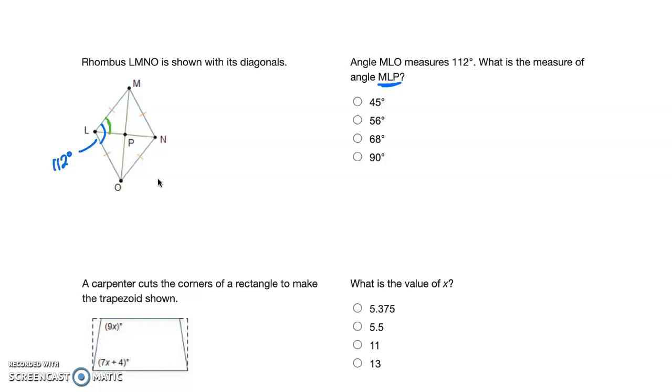Well, what do we know about a rhombus? We know that the diagonals bisect the angles. So that means this angle is congruent to this angle. So if it's 112 degrees, all we have to do is say the measure of angle MLP is equal to 1/2 of angle MLO. So just divide 112 by 2, and we are going to get 56 degrees.